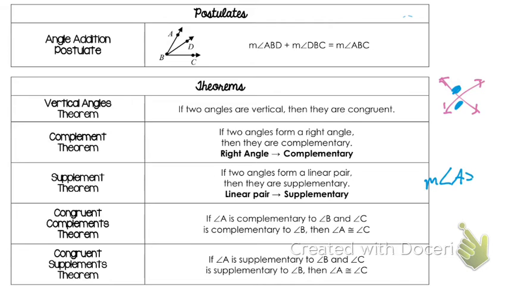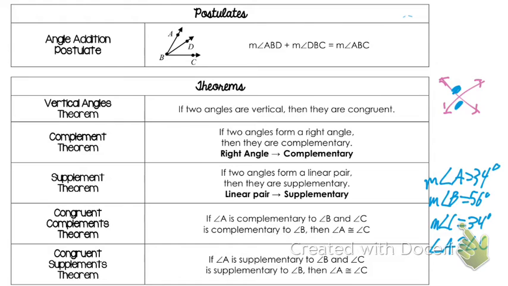So give me a measure for angle A less than 90. 34. What would the measure of angle B have to be in order to be complementary with that? 56 degrees. Now we're told angle C is also complementary to angle B. So what does angle C have to be? 34 degrees. So what do we know about angles A and C? They're equal in measure, and so the angles are congruent. That's what the congruent complements theorem is saying.